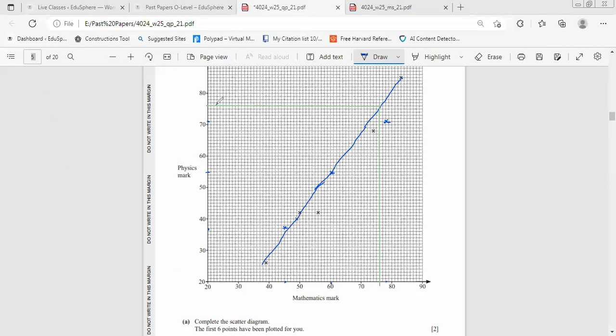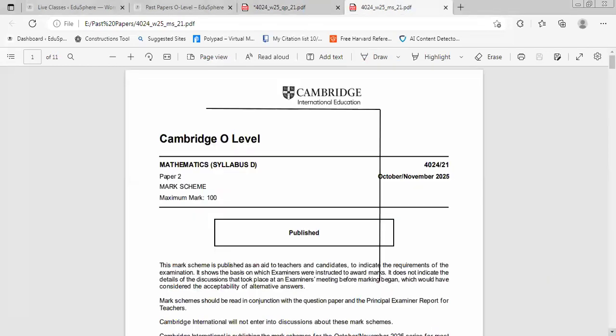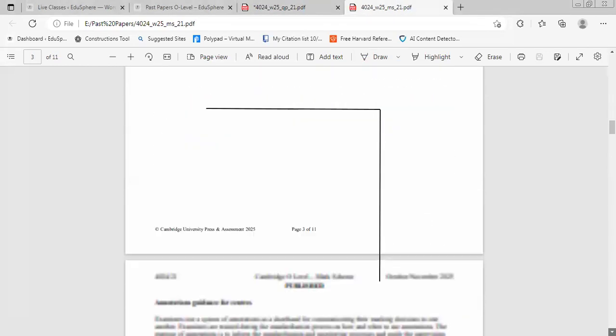So when it's for 75, let me check 1, 2, 3, 4, 5. No, it's not 75. So I have to do it once again because I think it's a bit off. So 75, 1, 2, 3, 4, 5. So I have to check this line for my line of best fit. And for this, if I draw it exactly straight, it will be 1, 2, 3, 4, 5, 6. So it's 76. Let me confirm it with the help of an answer key. It's 76. So let's see if we get the same answer.